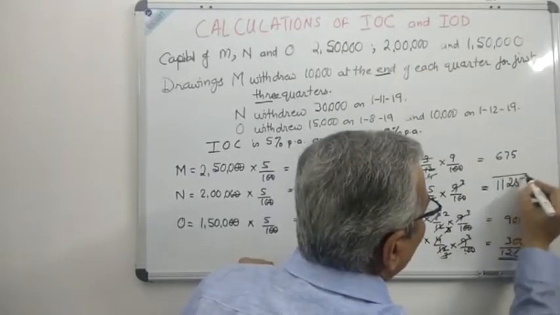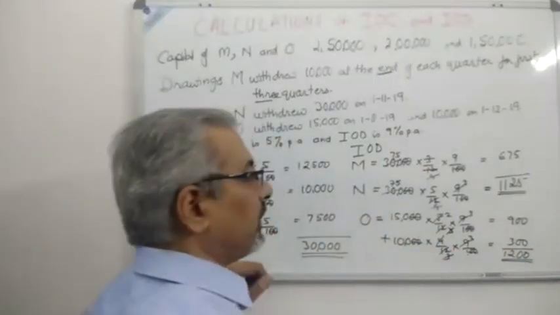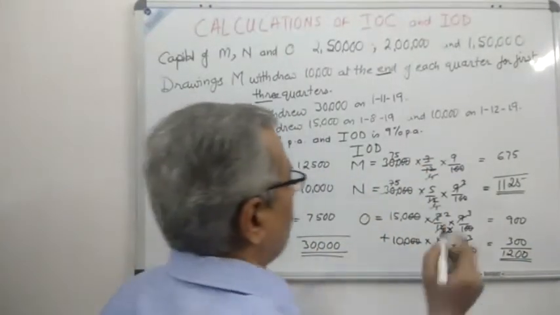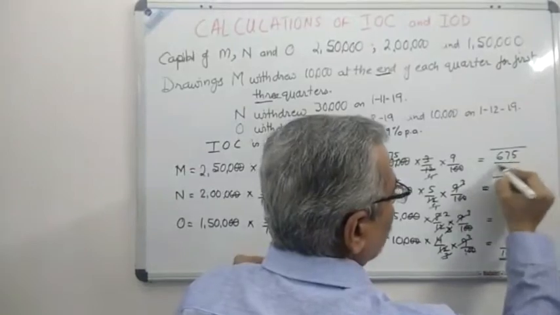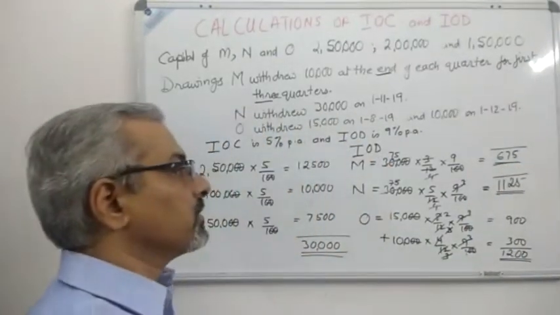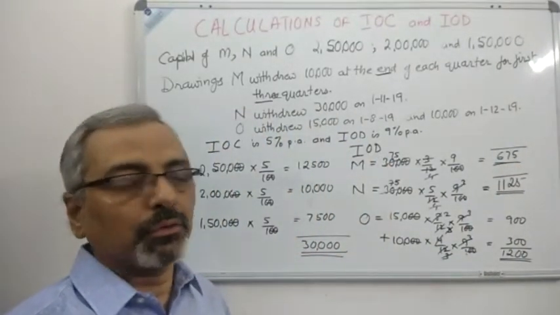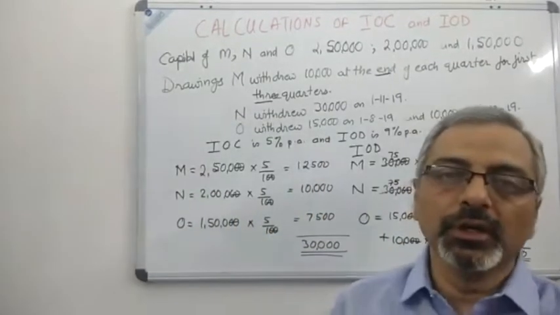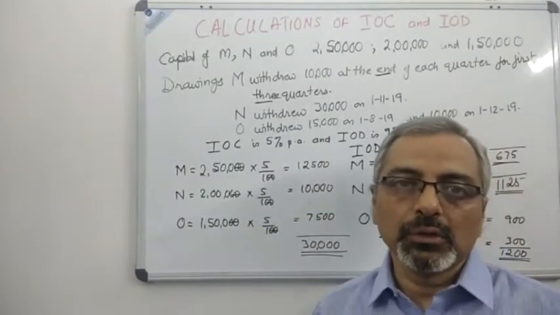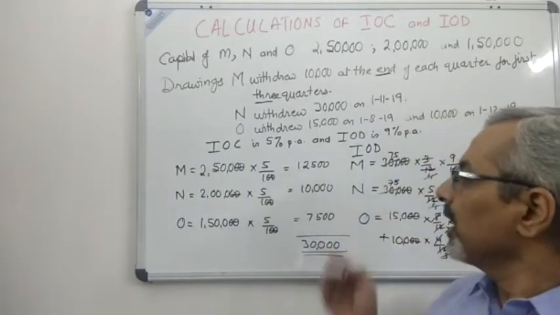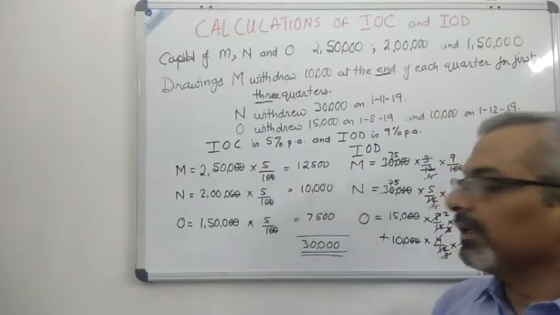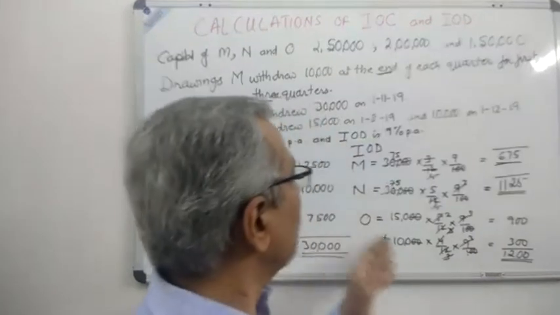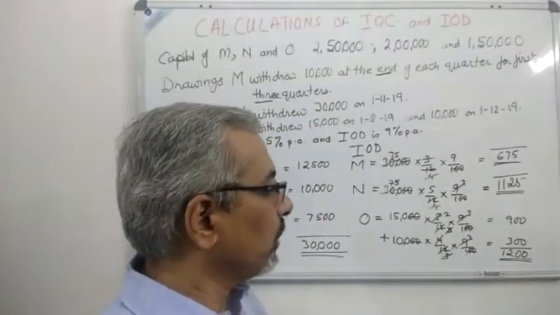The interest on drawing for N is 1125, and the interest on drawing for M is 675. So finally, after doing the entire calculation, we have come to these figures which will go to the profit and loss appropriation account. That means we have the interest on capital as 30,000 total, and we have the interest on drawing as a total of 3,000.